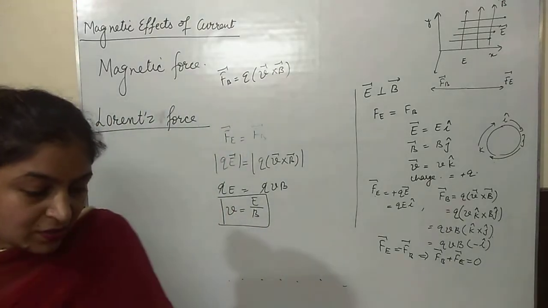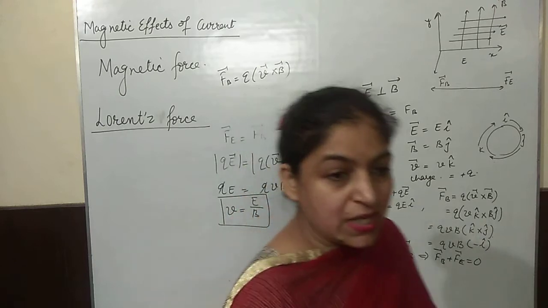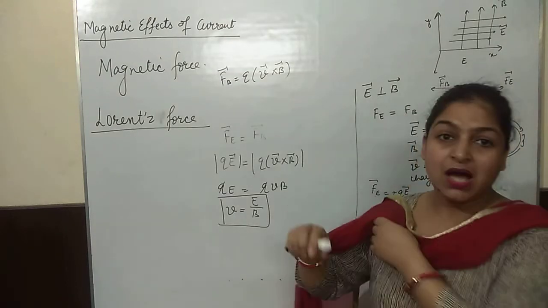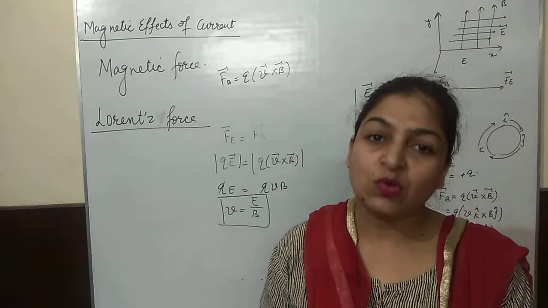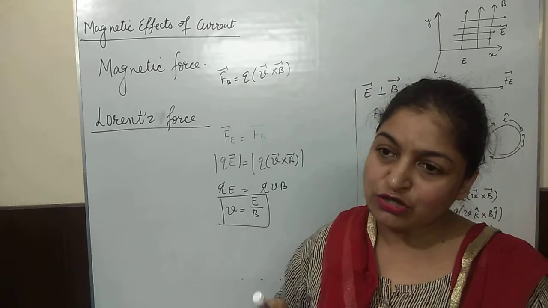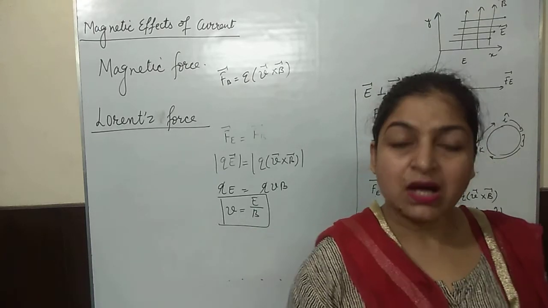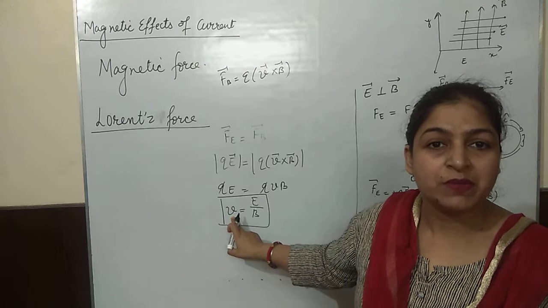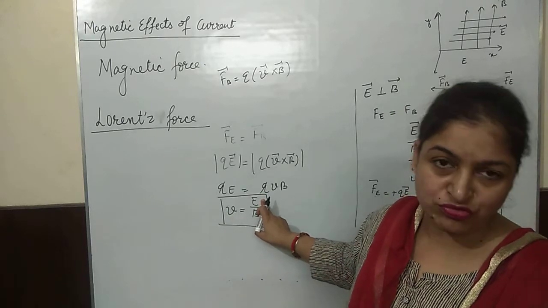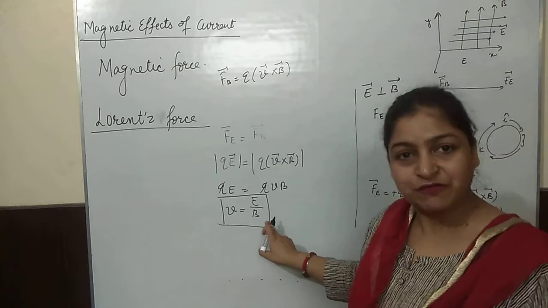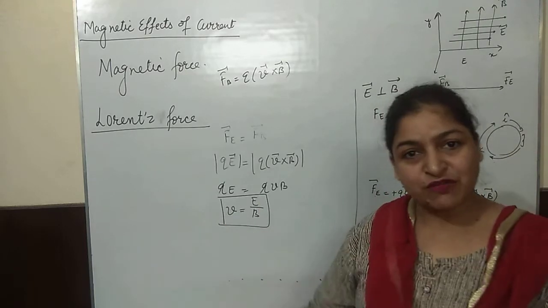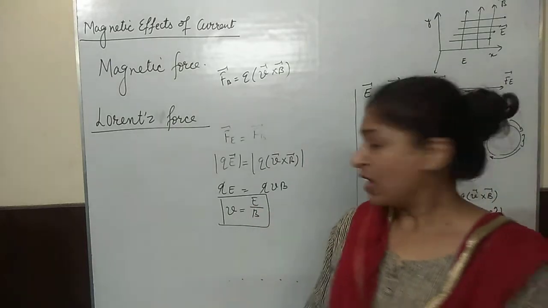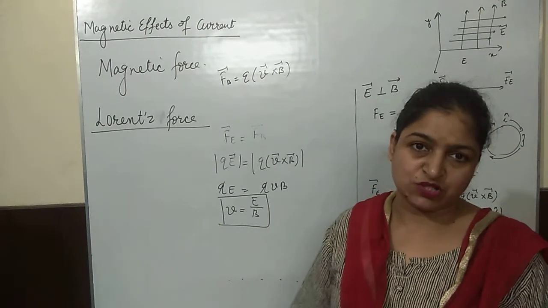Means if a charged particle is entering the crossed electric and magnetic fields, and if it is able to cross the crossed field undeviated, then the velocity of the charged particle must be the ratio of the magnitudes of electric field and magnetic field. So you can find out the velocity of the charged particle. Suppose the magnitudes of electric field and magnetic field are given, you can easily find out what would be the velocity of the charged particle under this condition.